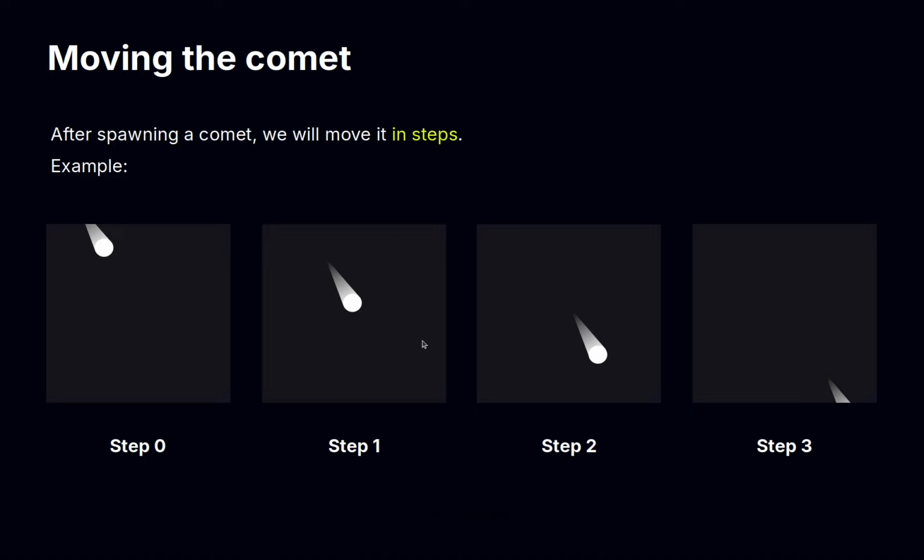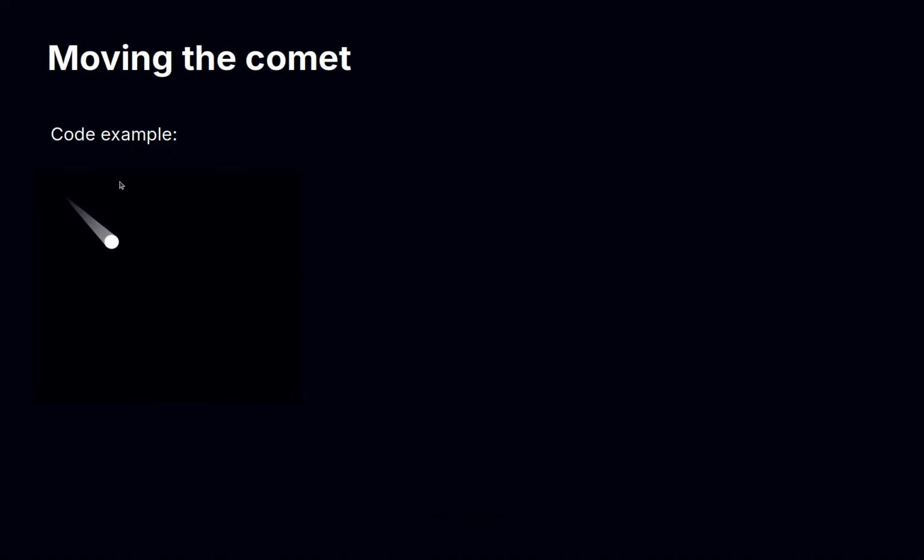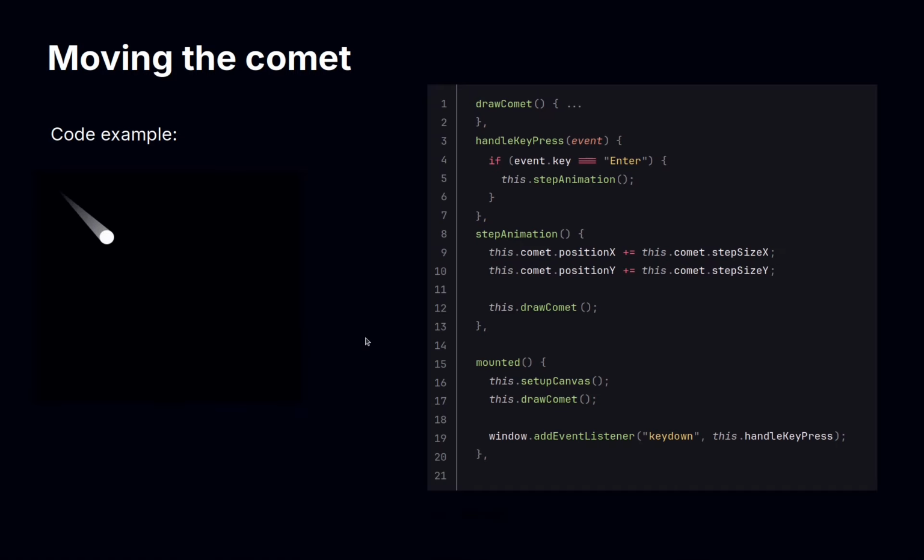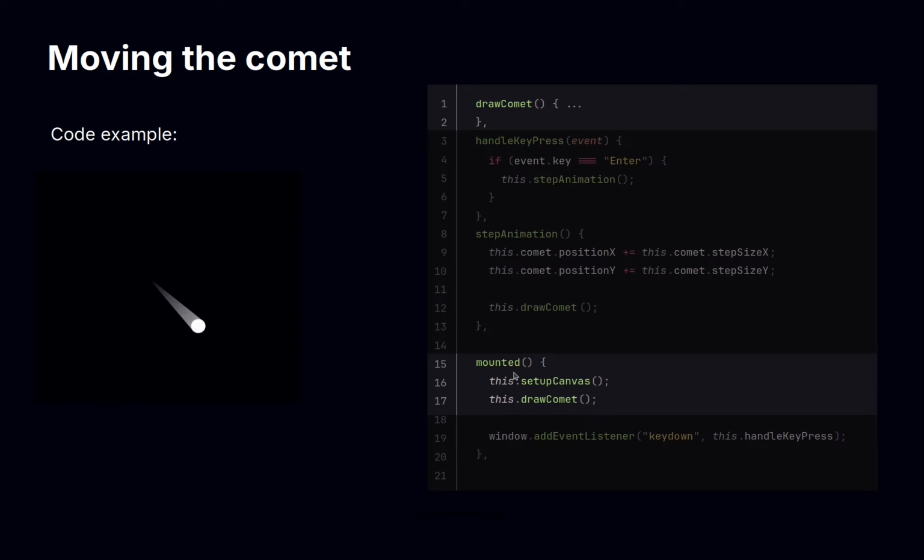So this is what we are going to do, and here is an example. Here is a video that I have recorded, and as you can see, I have made sure to slow the video so that we can see the comet moving. And here is the code that we will use in order to move the comet. In the mounted lifecycle hook, so this is a Vue specific thing. Basically here, whenever we first open the application, we are going to set up the canvas. We have seen this, and we are going to draw the comet, for example, here in this region.